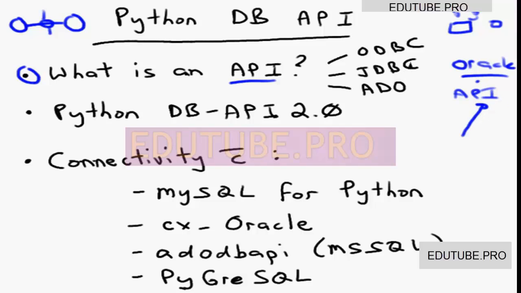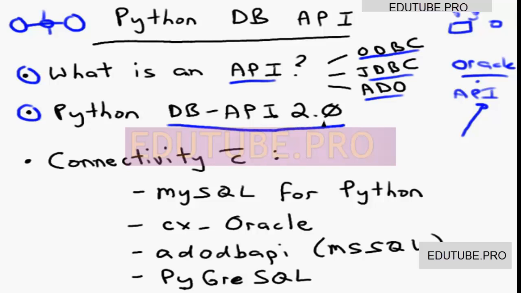Now, some standard database APIs that are out there in the world include the following. Perhaps the most popular is ODBC. This stands for Open Database Connectivity. In the Java world, we have the Java Database Connectivity Standard, that's JDBC. In the Microsoft .NET Framework world, there's the ActiveX Data Object, or ADO. Now, what's crucial for us as Python developers is that we need to understand that the API published by Python to support connectivity with relational database systems is called DB API version 2.0.